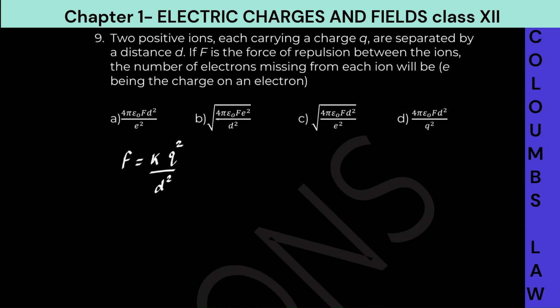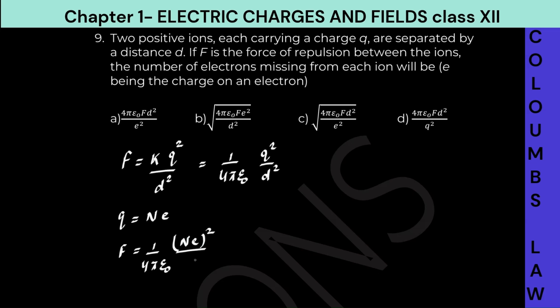And what is K? Because the final expression, if you look at the options, all have 4 pi epsilon naught, let me write it another way: 1 by 4 pi epsilon naught q square upon d square. This is our Coulomb's law. Now what is the charge? Charge q is nothing but Ne, where n is the number of electrons and e is the electronic charge, if you remember quantization of charge from the first chapter. Let's substitute here. So force F will become 1 by 4 pi epsilon naught, Ne whole square upon d square. I hope this is clear.